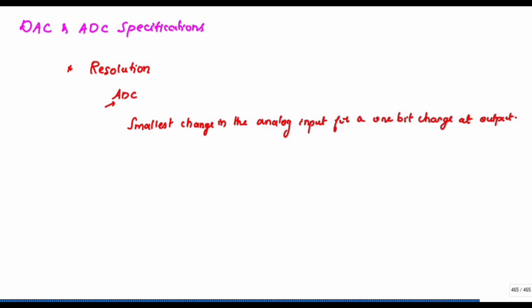If I consider a 5-bit ADC, let me explain the minimum values. A 5-bit ADC has 2 power 5 minus 1 intervals, that is nothing but 31 intervals.